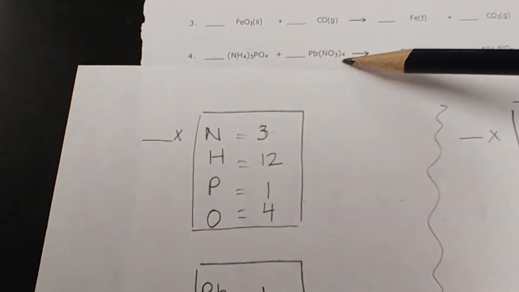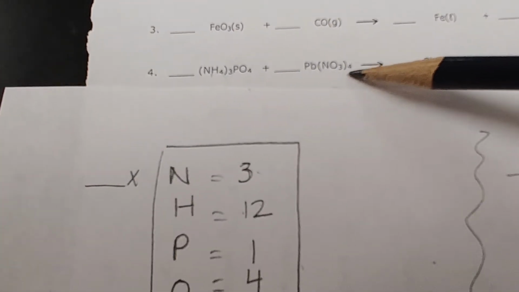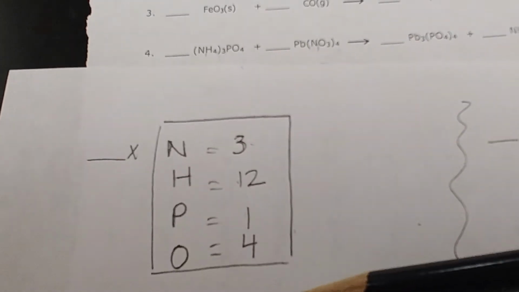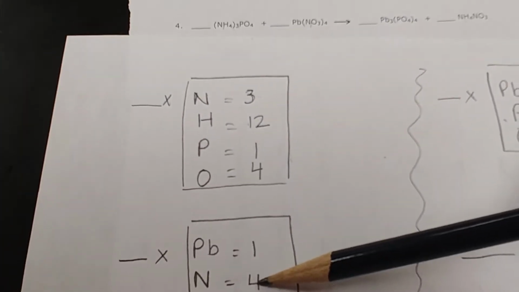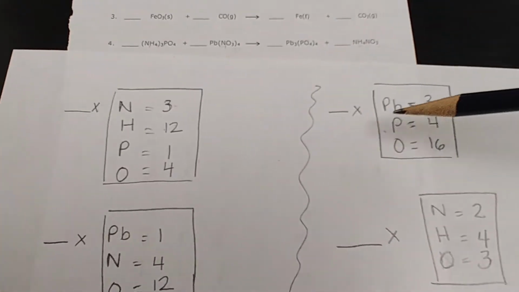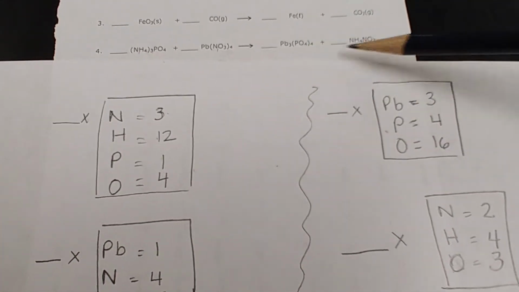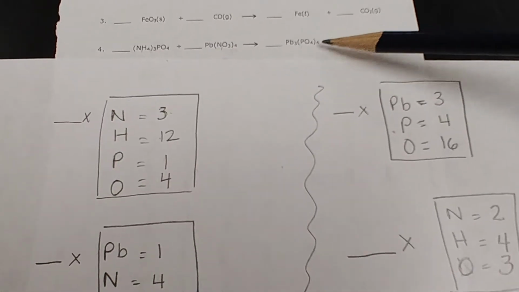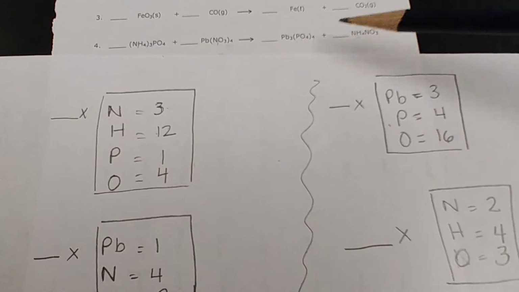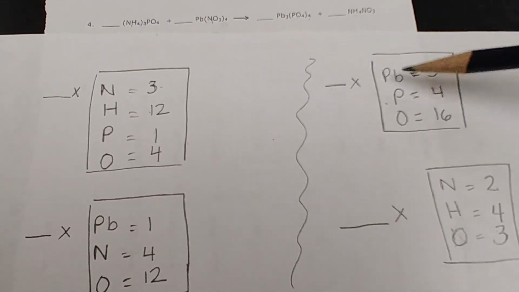And then this number right here, the 4, will distribute inside the parentheses. So 4 times 1, making it 4 nitrogens. And then 4 times 3, making it 12 oxygens. On the other side, we have 3 leads. And then we have the 4 that will distribute inside, making it 4 phosphorus and 16 oxygen.